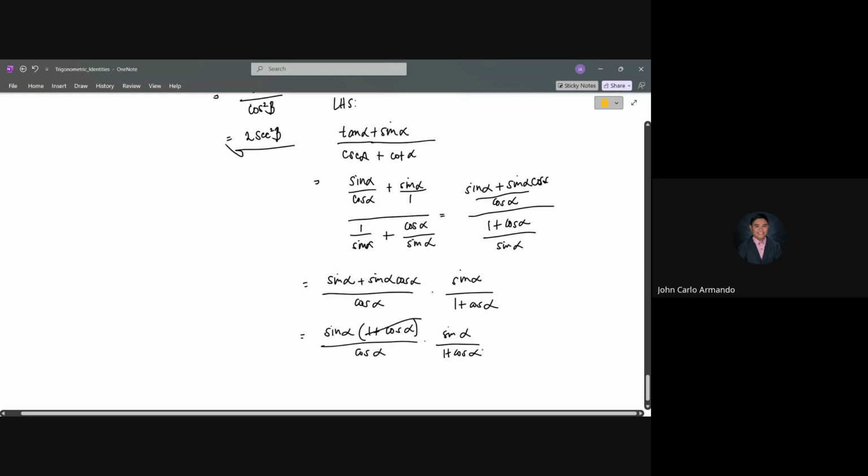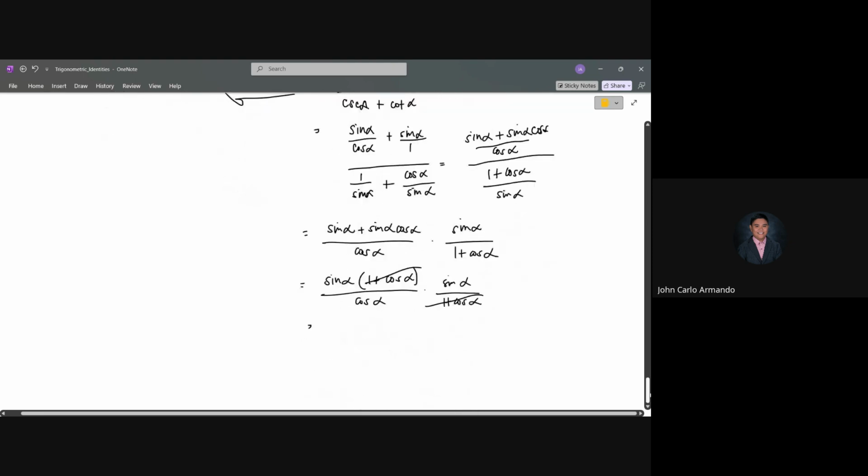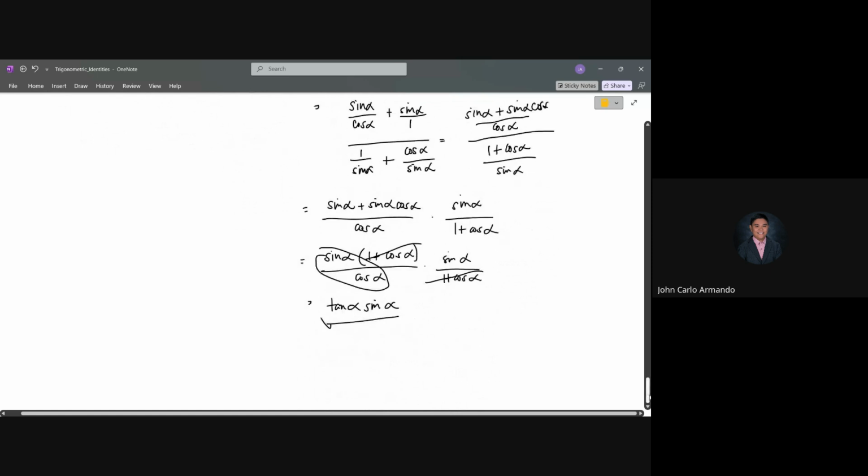So we can cancel 1 plus cos alpha. And again, what's the given here? Tangent sine. Okay. And we know that sine over cosine is tangent alpha times sine alpha. So as you can see, we already proved that this is an identity. Okay. So that's the process of proving.